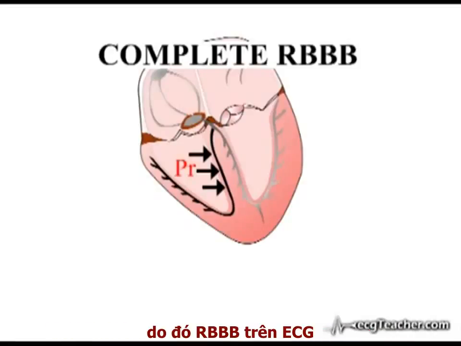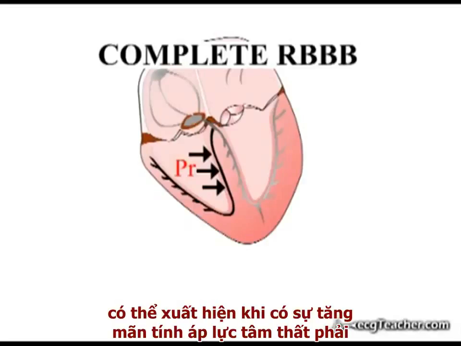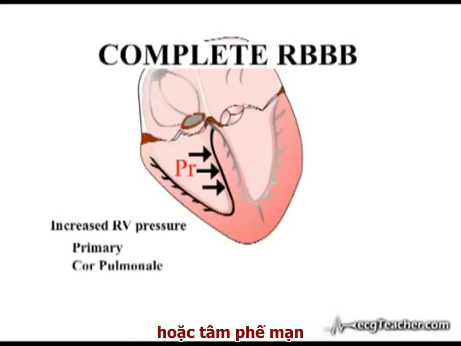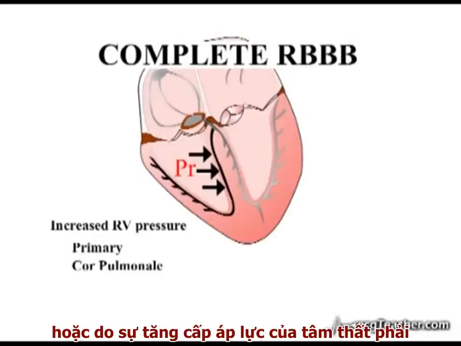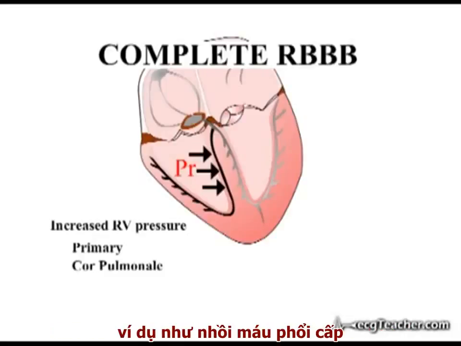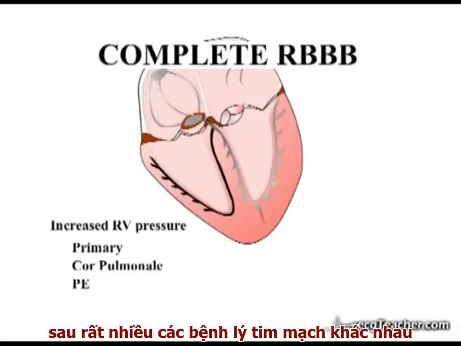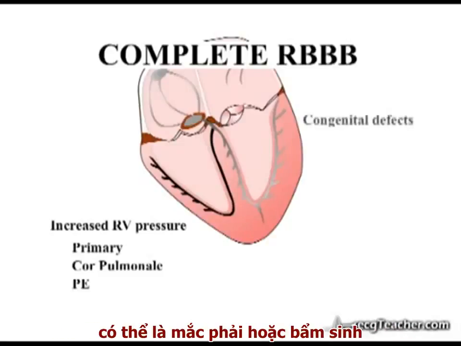So right bundle branch block on the ECG may arise secondary to a chronic increase in right ventricular pressure, for example in primary pulmonary hypertension or cor pulmonale, or due to an acute rise in right ventricular pressure in, for example, an acute pulmonary embolism. In addition, right bundle branch block may occur secondary to a wide variety of heart diseases, either congenital or acquired.